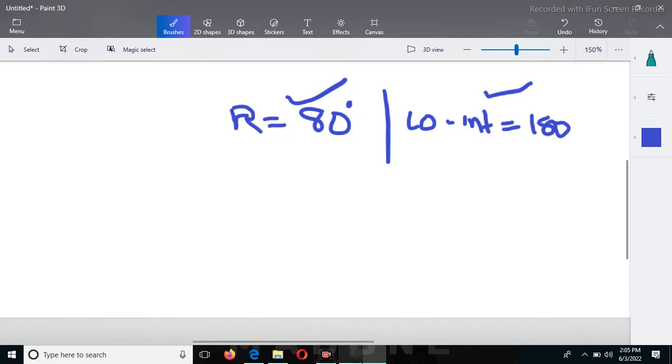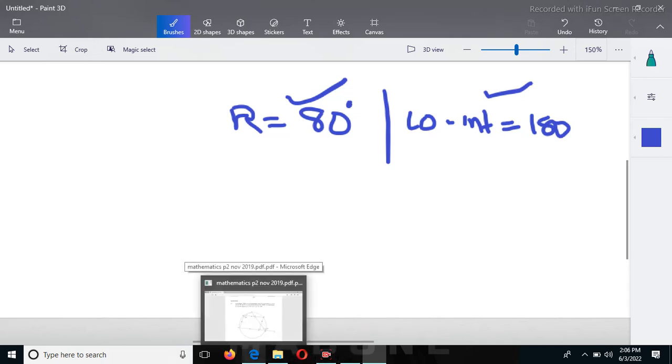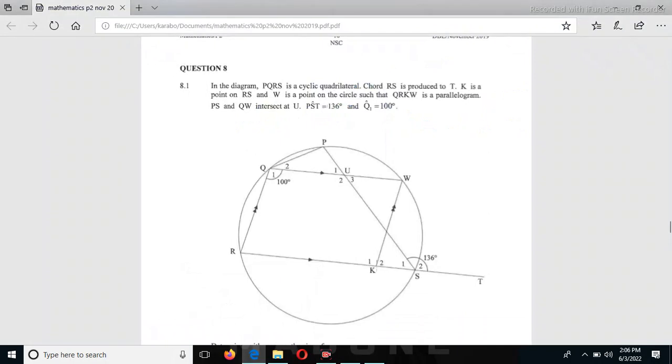So that's how you go. Can you see how we use Dr. CPT to find the answer? So now that we have 80 here, can you see that it's possible for me to find another angle using this? We're still using parallel lines, guys, okay? We're still on parallel lines.